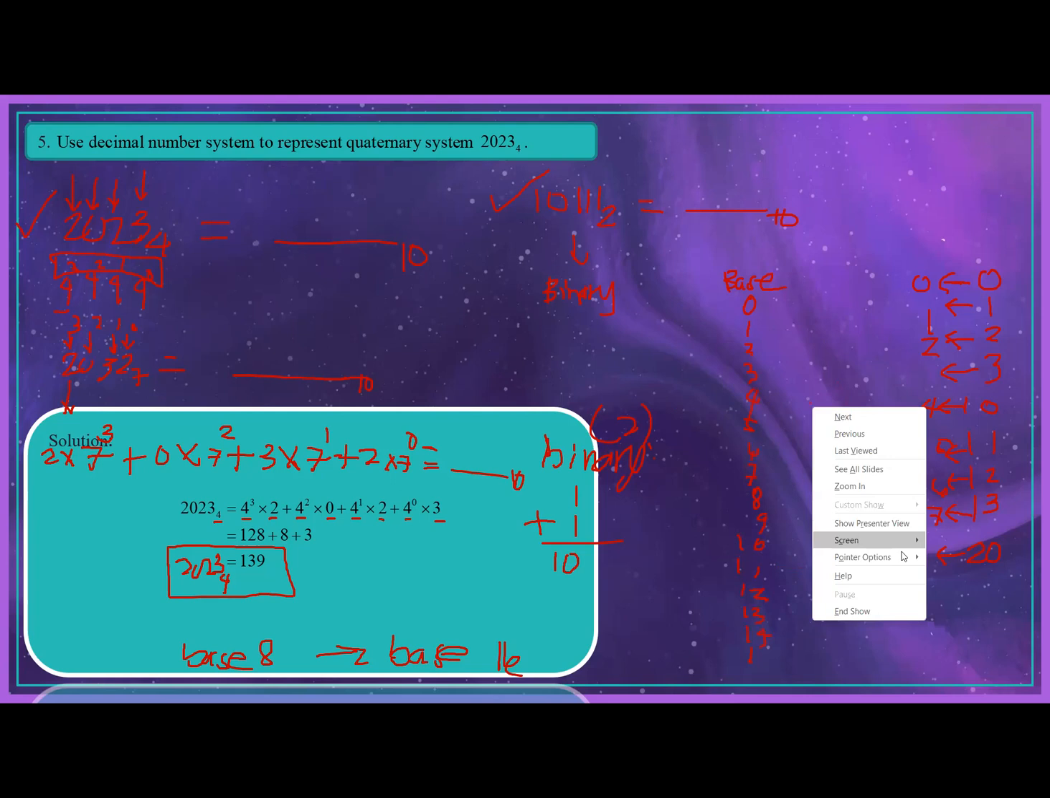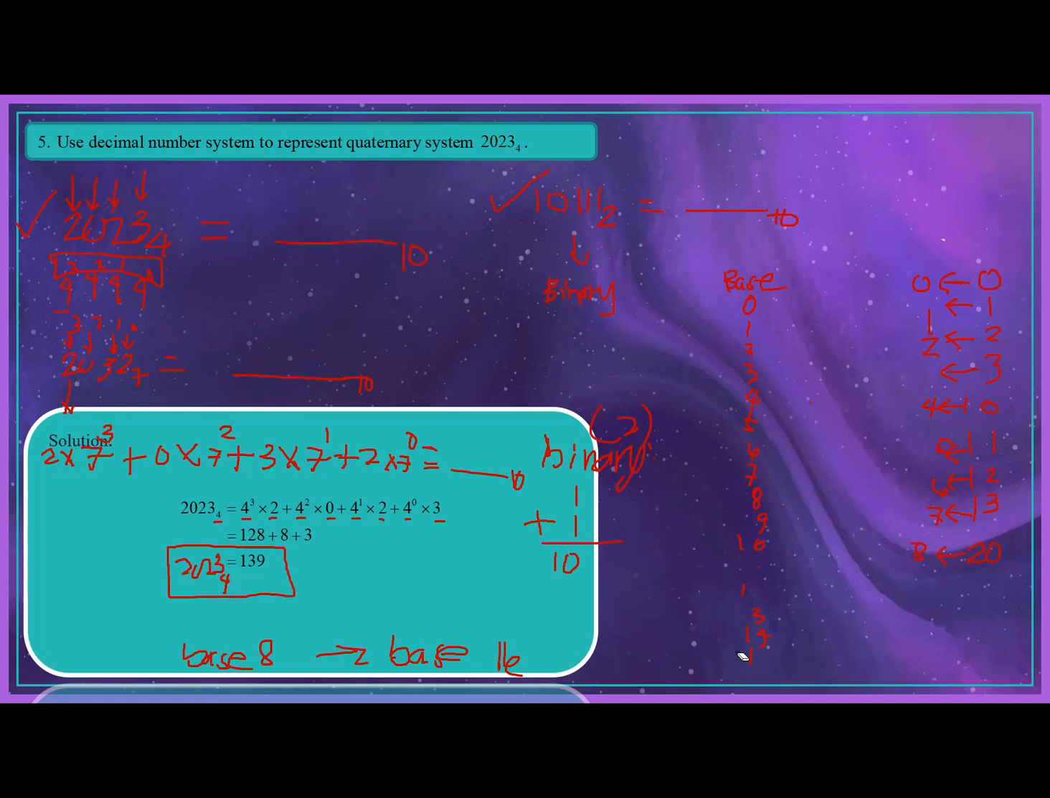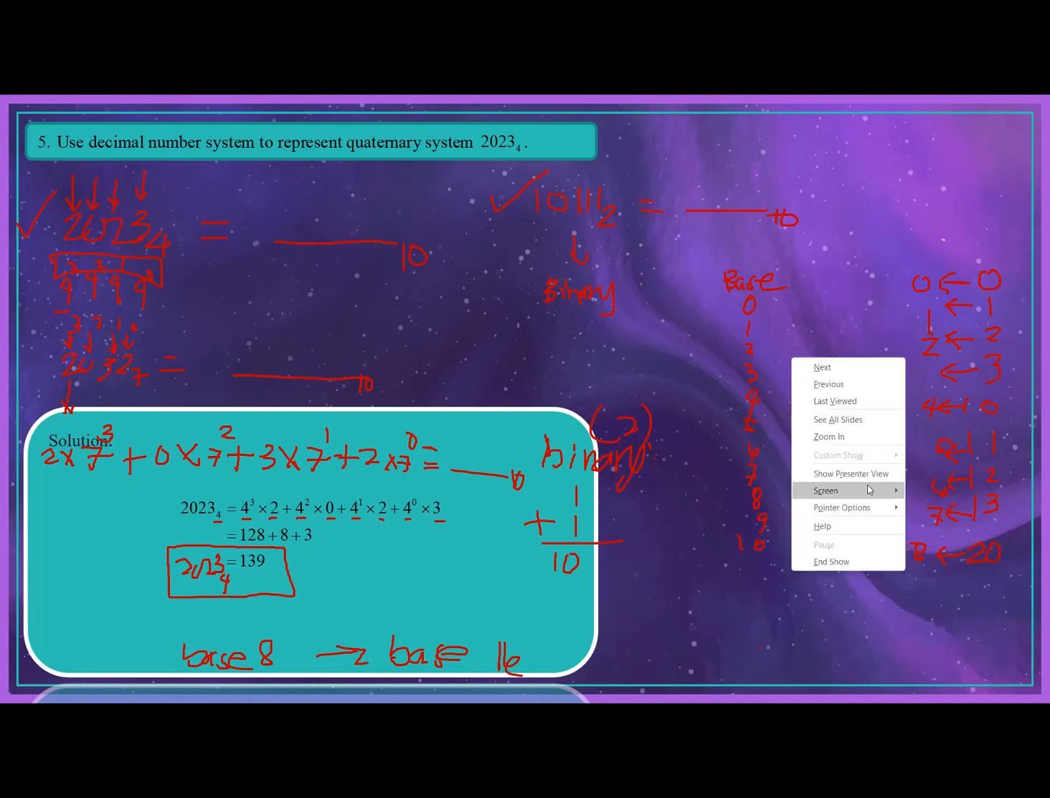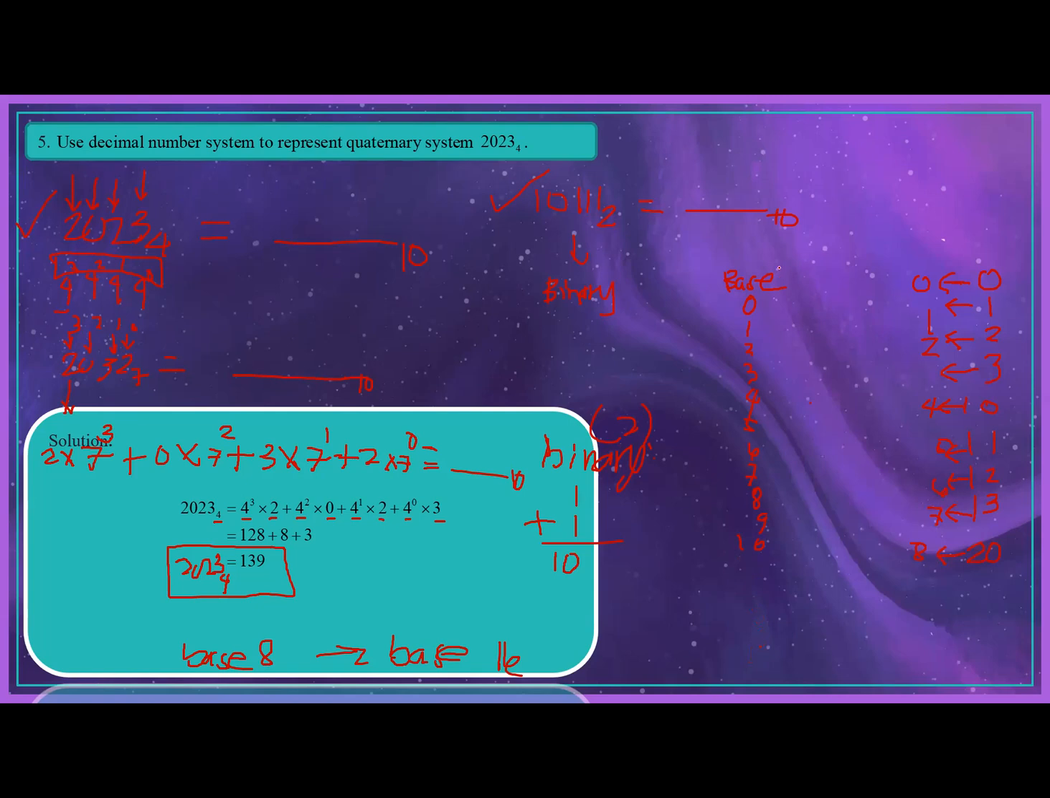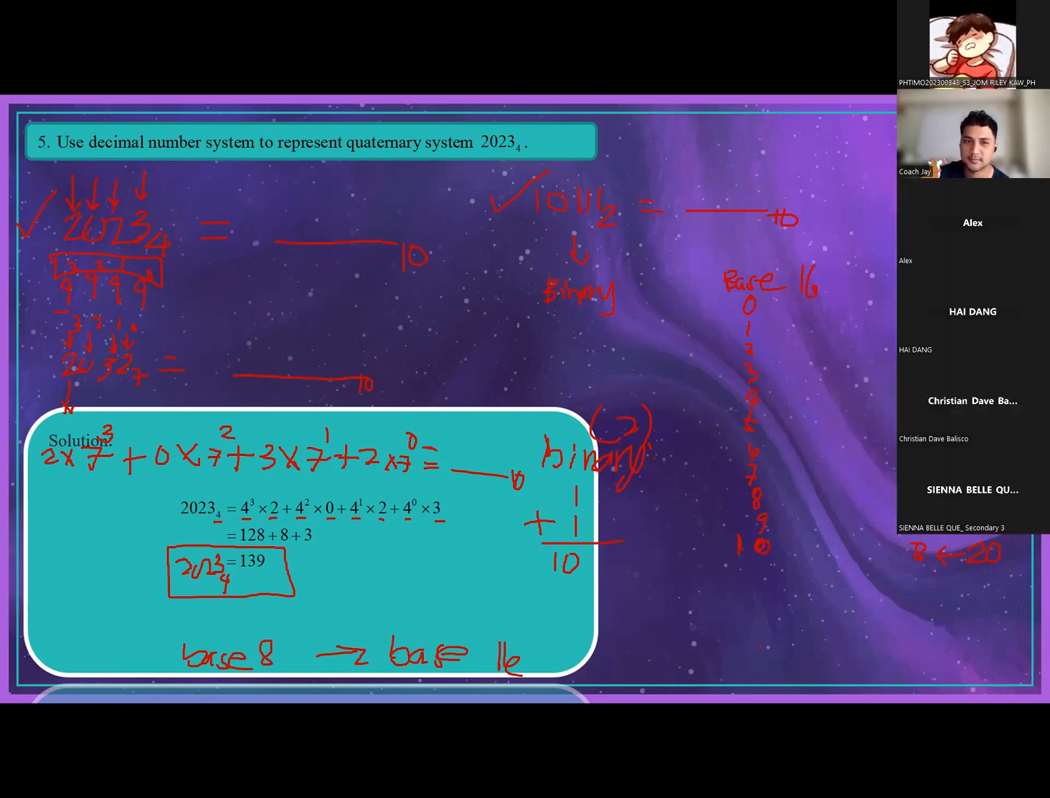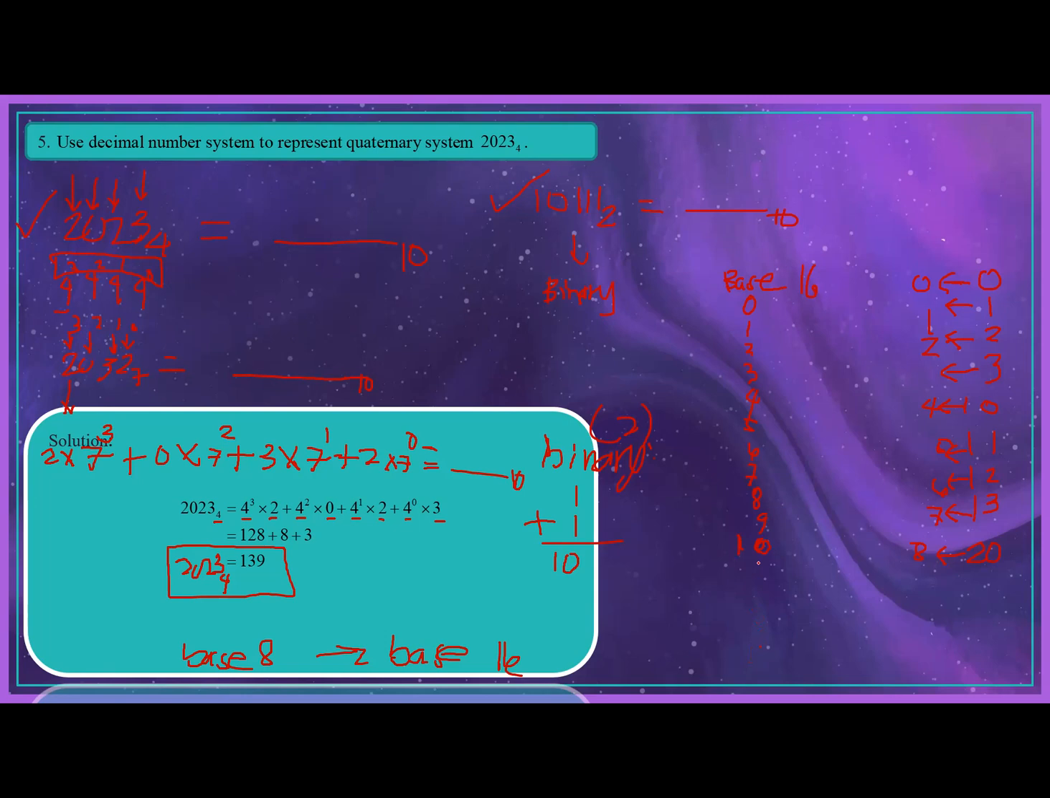Wrong, sorry. So that's 10. Then, what's your guess after 10? Can someone guess what's after 10 for base 16? Any guess? Just guess. Right, it's A. A, then B, then C, then D, then E.